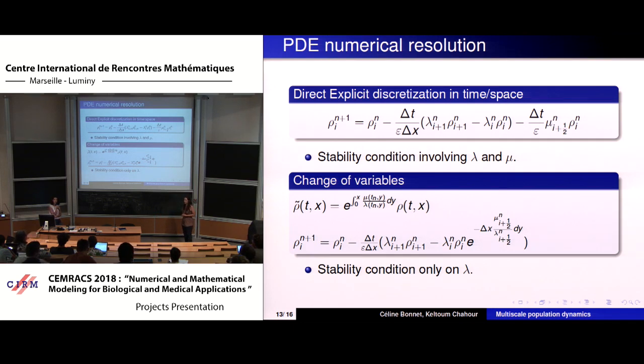To do that with the implicit model, yes, we have a code with an implicit scheme where there is no stability condition. So maybe we will use it for the next simulation or for the report.